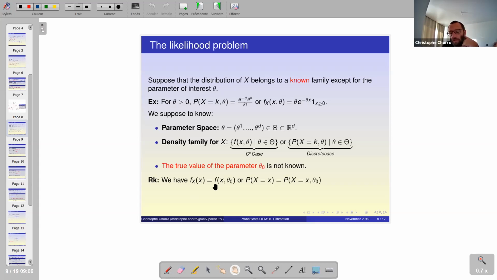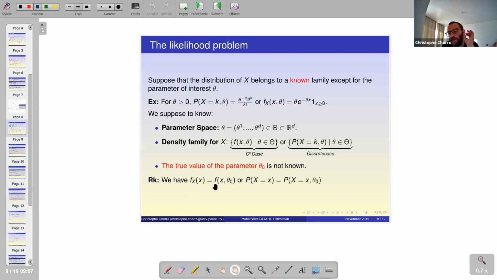So in the discrete case, it will be this one. I don't know precisely what the distribution is, but I know that the distribution of X is a uniform, or a Poisson, or a geometric, or a binomial, or a Bernoulli, and so on. In the same way, in the continuous case, I will know if capital X is a Gaussian, uniform, exponential, chi-square, gamma, an F distribution, or the Student distribution. So the classical distributions I have in my course.